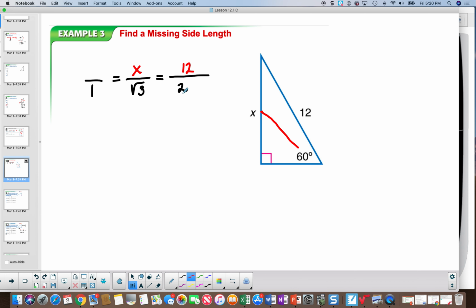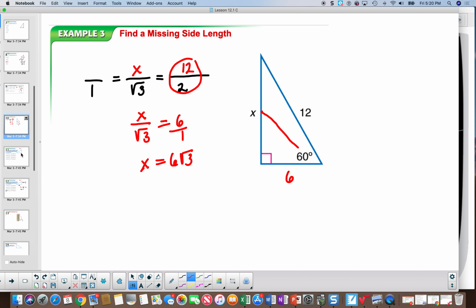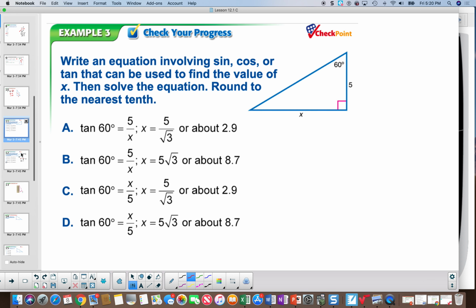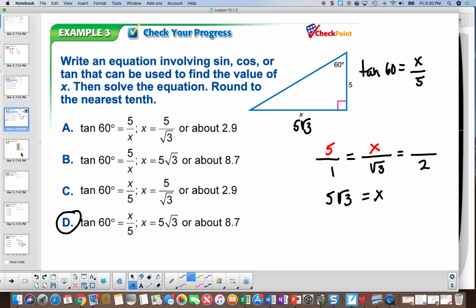But I guess we can just go ahead and solve. This answer is just a 6. So if we go ahead and go x over root 3 is equal to 6 over 1, we can cross multiply and we get 6 root 3. Some of you could have figured that out without doing that, because the short leg will be 6, and then you know that the long leg is 6 root 3. Some of you can do this in your head. Pause, and here's the answer.